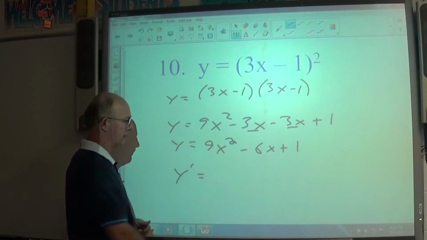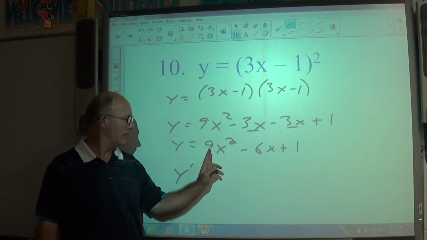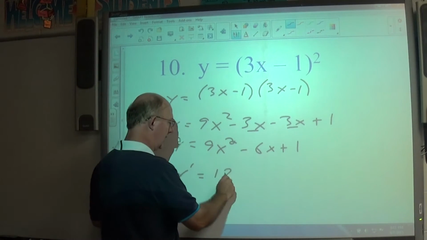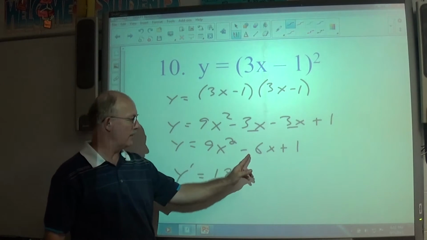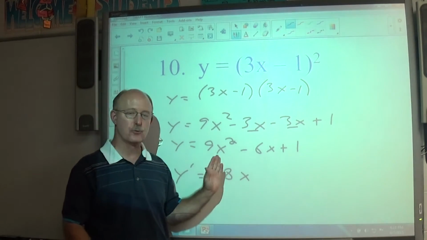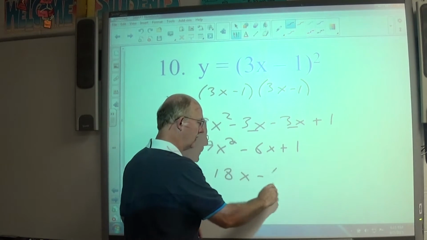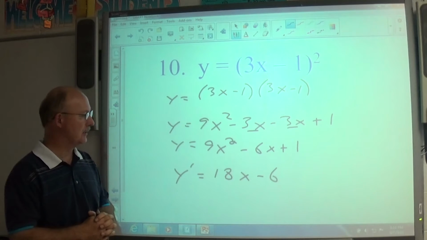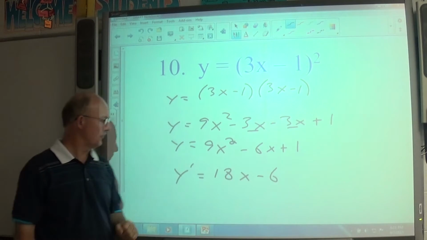So y prime, let's take the derivative of the first term. The derivative of 9x squared would be 18x. And the derivative of negative 6x, remember with an x expression like this, all you do is drop the x variable, will be minus 6. And the derivative of 1 is 0. So the derivative of any constant is 0. There you go. So that's our derivative.